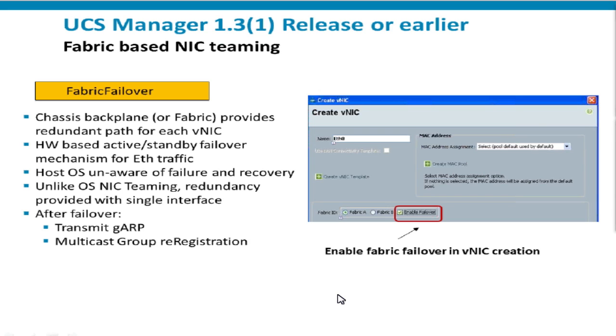Redundancy can be provided with a single interface, and we take care of the fact that no traffic gets black holed upstream in the aggregation layer because we transmit a GARP and we do multicast group re-registration after this failover. So significant advantages in a UCS environment. Our customers, unless they really want to for some other system level reasons, shouldn't have to do things like NIC bonding and NIC teaming. They should be able to use just Fabric-based failover.